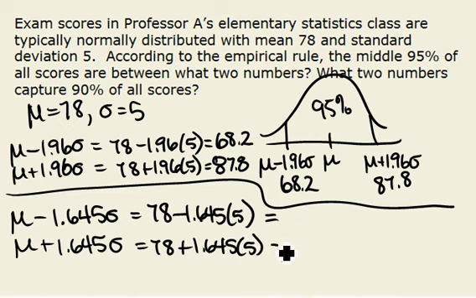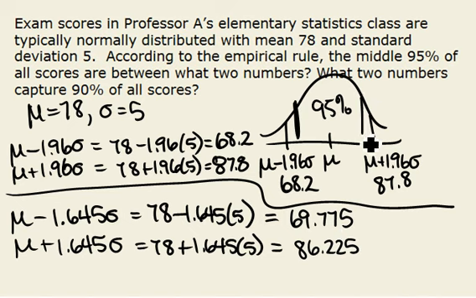And so what we end up with for these two values are 69.775 and 86.225. So you can think about that in terms of the picture and how these are both inside the values we found before, so that we have a little less probability in the middle. Now we're talking about a 90% capture in the middle.